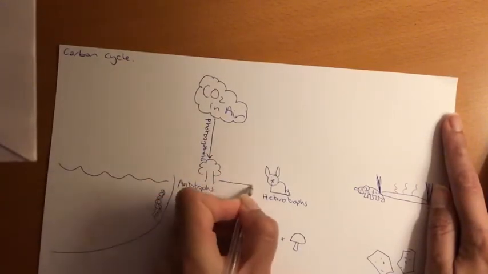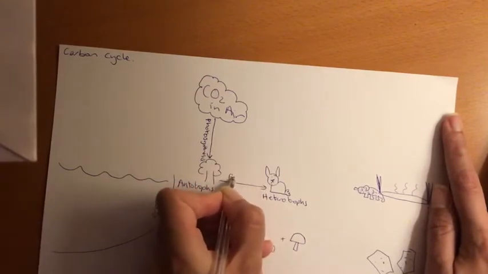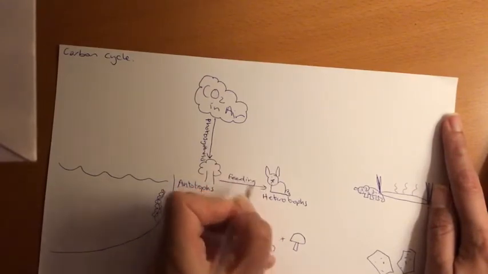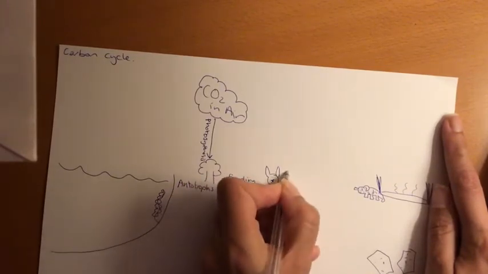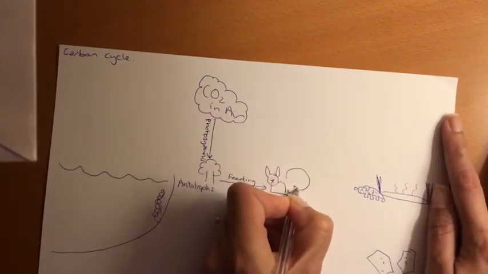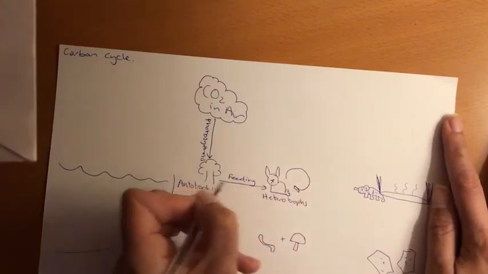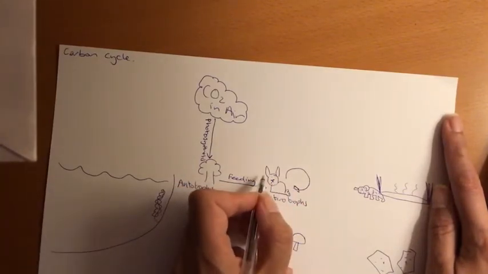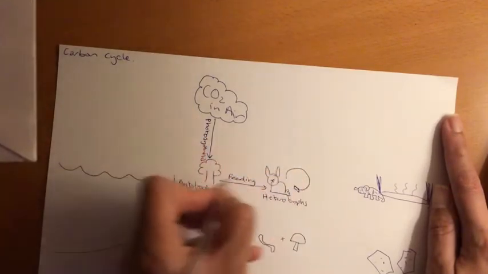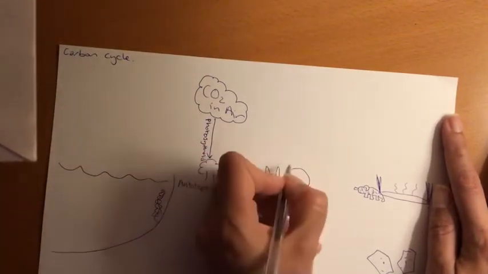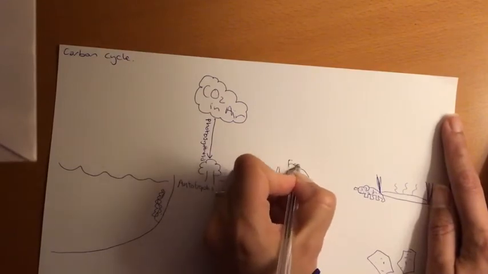This can then be eaten by heterotrophs. Okay, heterotrophs, bunnies don't eat themselves, but heterotrophs eat other heterotrophs. Think of the primary, secondary consumers we talked about before, but that causes cycling between heterotrophs of the complex carbon compounds. So this is through feeding as well.